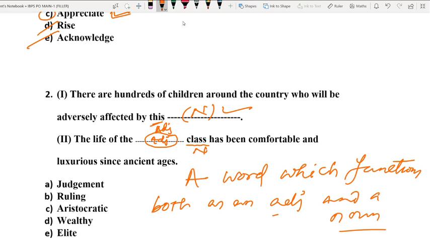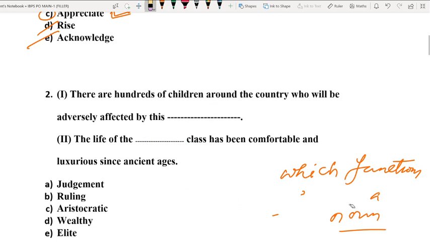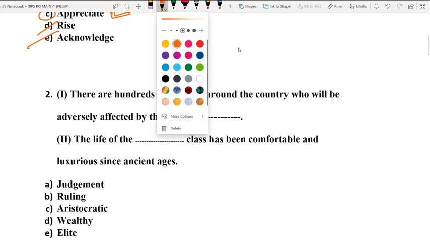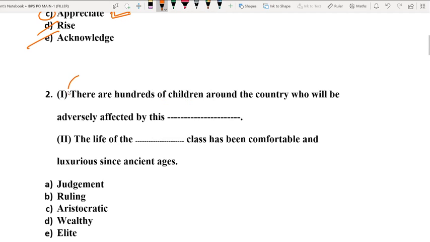So now let us look at the clauses and phrases, if there are any. Obviously, a sentence will always have some clauses and phrases. Phrases it may not have all the time, but it must have a clause. So now let us go to the question. Let us read the sentence again. There are hundreds of children around the country. From the beginning of the sentence to this part, it's a clause. It is a main clause.